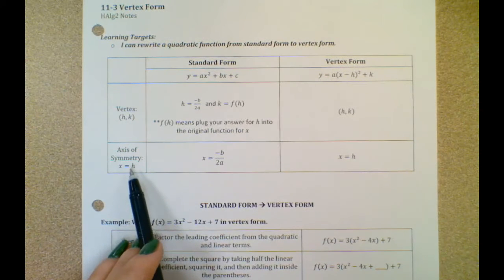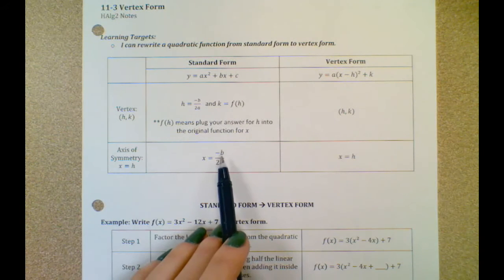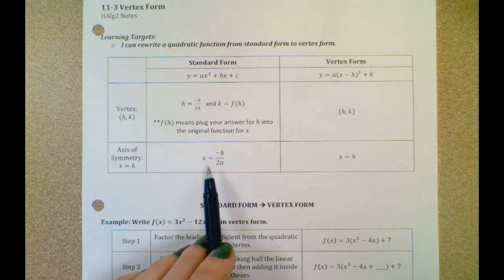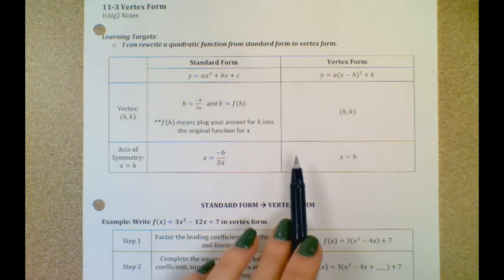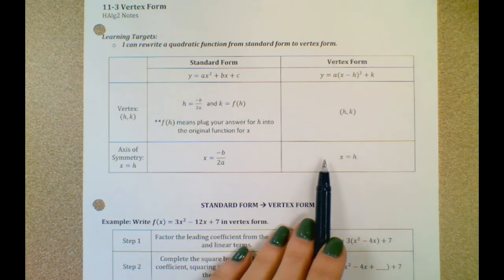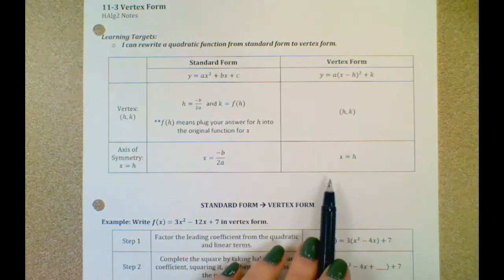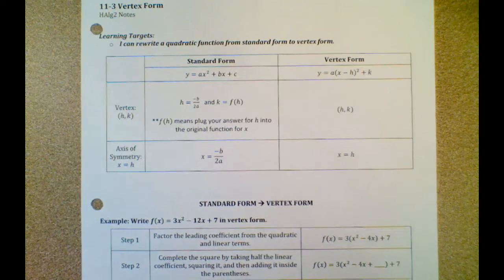The axis of symmetry is just whatever the h value is. So again, here in standard form, you have to do a little equation, which you can get from the vertex. And then in vertex form, here you just identify the h value.